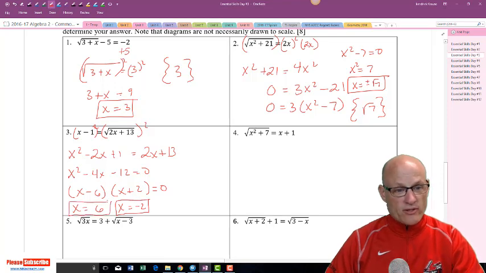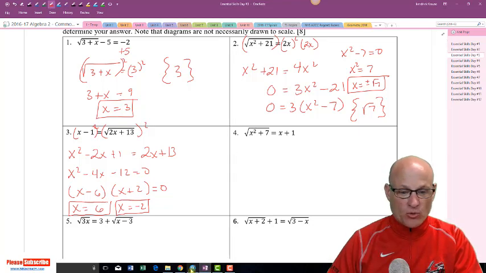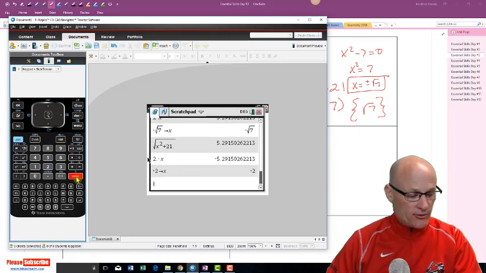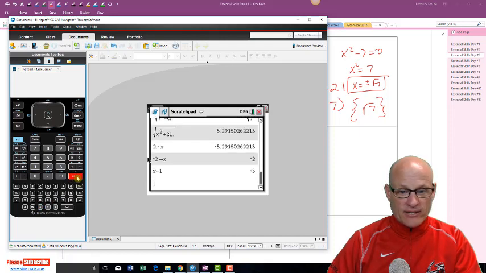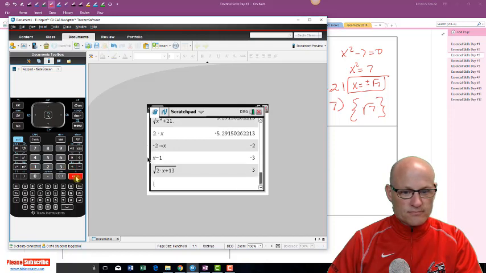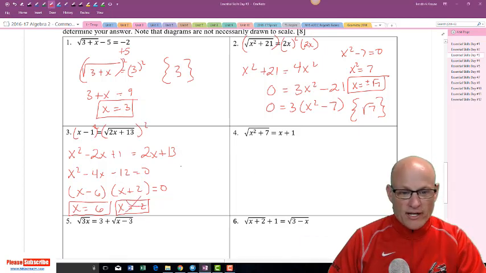I'm pretty sure the 6 works. The 6 definitely works, but I don't think the negative 2 works. So let me see what happens with a negative 2. Negative 2, control var x, press enter. And the right side is x minus 1. The left side is x minus 1. That's negative 3. And the right side is the, you should automatically go, wait a second, how is that going to be negative? It's under a radical. And it doesn't work. So the only answer is, in nice curly brackets, 6.